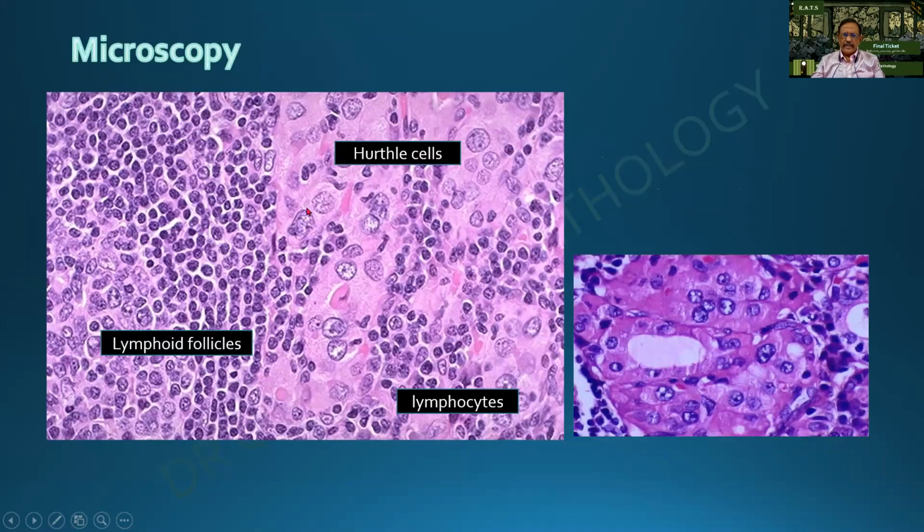Higher magnification of the same, these are labeled over here. You people can go through it. And this is another picture showing the bright eosinophilic cytoplasm of the Hürthle cells or oxyphilic cells.